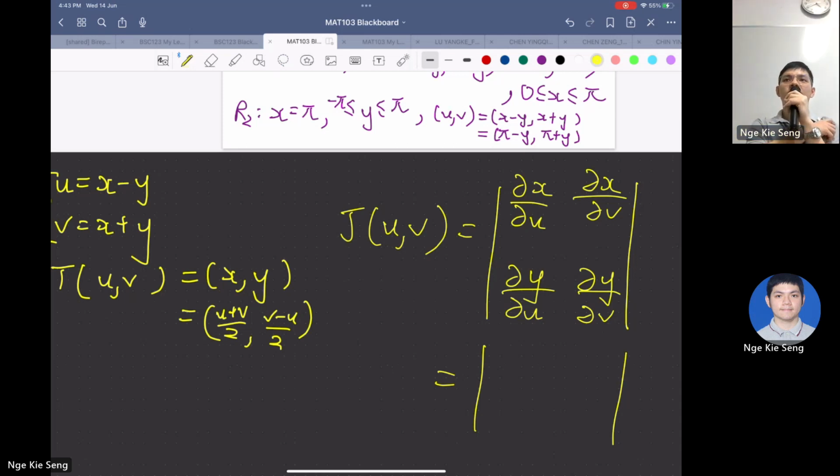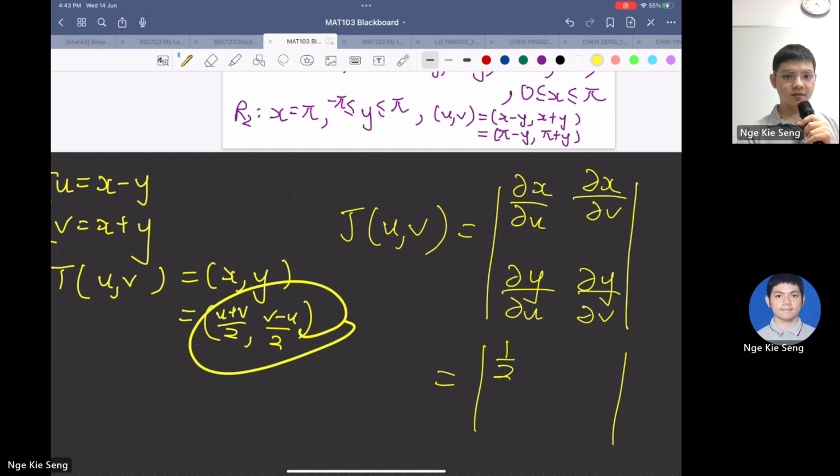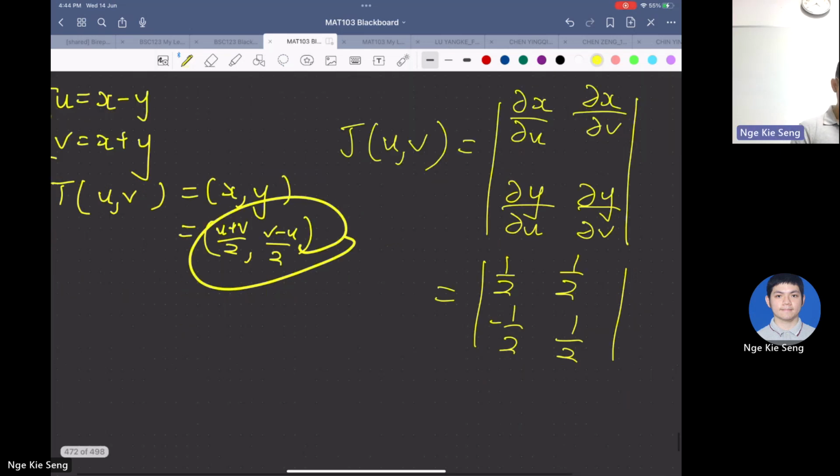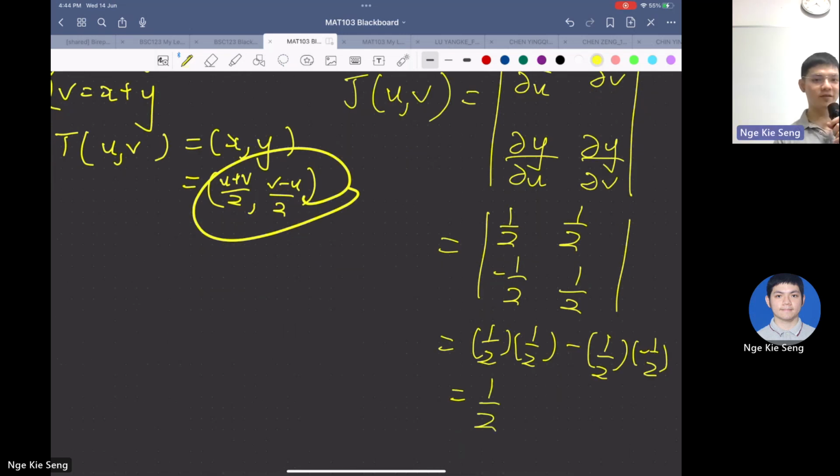What are these four entries here? 1 over 2. And then what else? 1 over 2. And then only 1 over 2. And then 1 over 2. Okay, good. So in this case, we got 1 over 2 times 1 over 2, minus 1 over 2 times negative 1 over 2. So altogether you get 1 over 2.